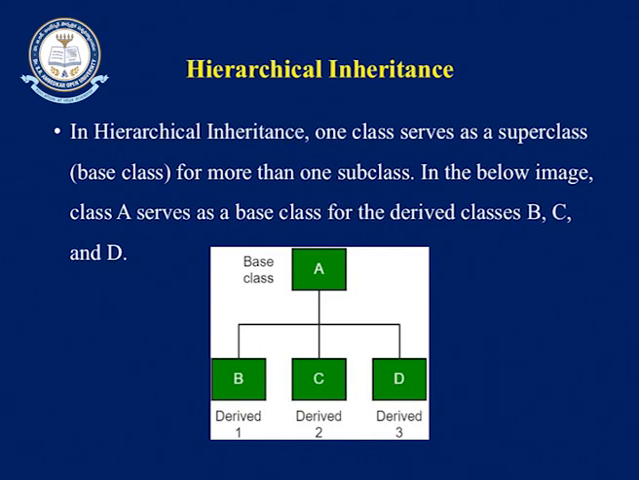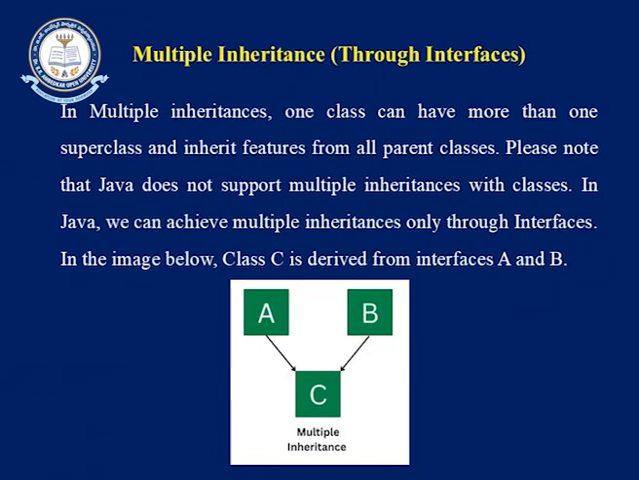So next one is hierarchical inheritance. What is meant by hierarchical inheritance? In hierarchical inheritance we have only one parent class and so many child classes. In another way, we have only one base class and all the remaining are derived classes. In this diagram we have only one parent class, that is A, and B, C, D are the child classes. So we have a number of child classes and only one parent class, that is called hierarchical inheritance.